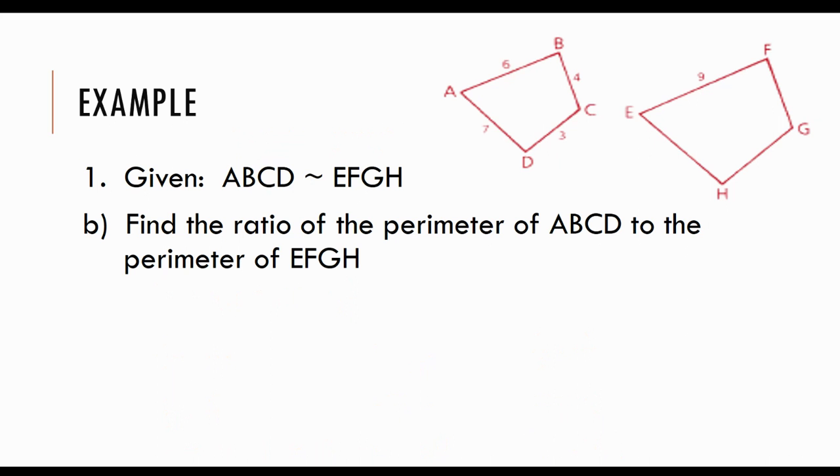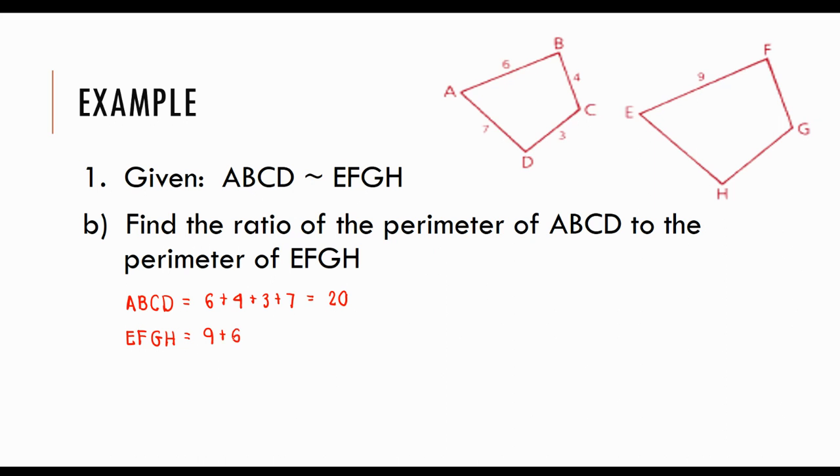So if we use the same figures, I know that they're similar. It says find the ratio of the perimeter of ABCD to the perimeter of EFGH. Okay, so essentially perimeter we know is where we're going to add up all the sides. ABCD, well, we know that one side is 6, one side is 4, one side is 3, one side is 7. So when I add that up, 6 and 4 is 10, 3 and 7 is 10, 10 and 10 is 20.